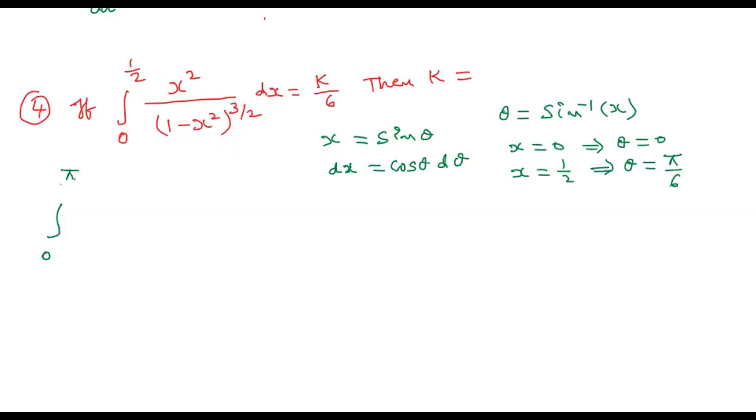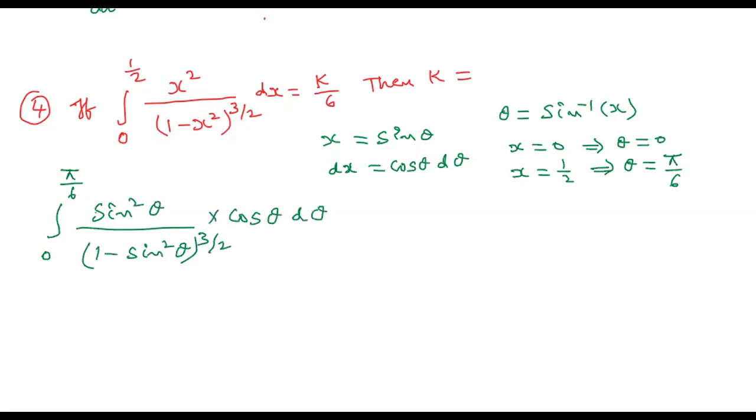Now in place of x substitute sine theta: sine square theta divided by (1 minus sine square theta) whole power 3 by 2 into dx. dx means that is cos theta d theta. So here 1 minus sine square theta means (cos square theta) whole power 3 by 2. So in the denominator we get only cos cube theta. Overall, cos cube theta into cos theta d theta.